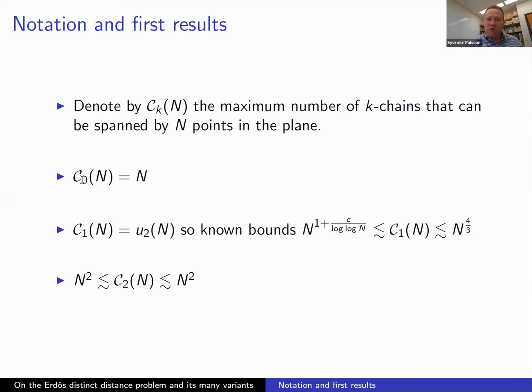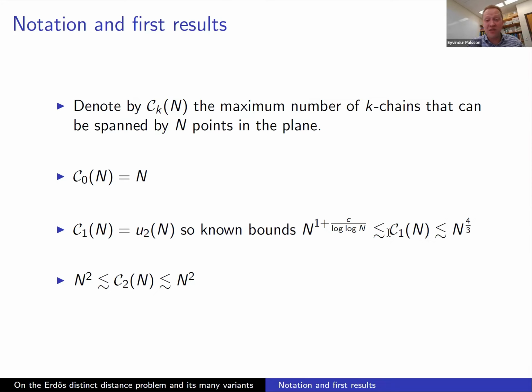So a zero chain, oh, that's just the number of points. Okay, we have N points. C1, that is the 1 chain. That's just how many unit distances do you have? By construction on the lattice that we saw before, we have slightly more than n that we can achieve. The Spencer-Szemerédi-Trotter bound gives us n to the 4/3, which is an upper bound on this. So we know that the truth lies somewhere in between there.